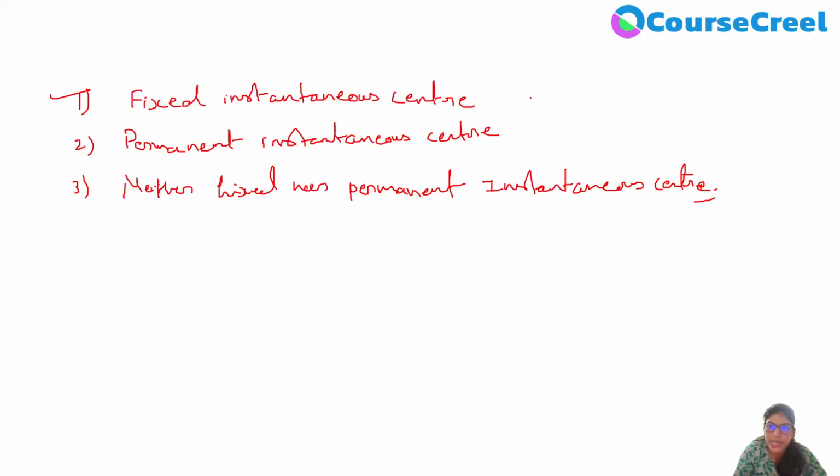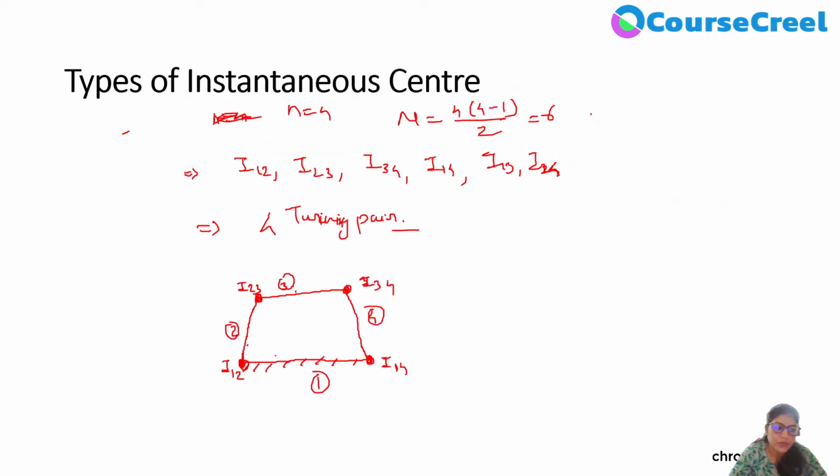will be on link 1 which is fixed. So I12 and I14 will be the fixed instantaneous centers. Okay, so I12 and I14 will be fixed. Now second is permanent instantaneous center. So permanent instantaneous centers are the centers whose location is continuously changing, but it is on the same joint. It will lie on the same joint.